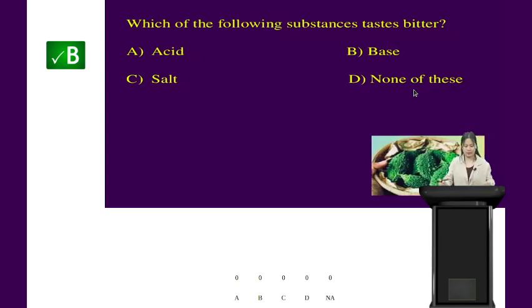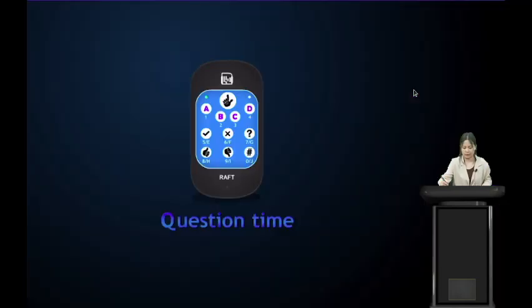Yes, very good. The correct answer is option B, that is base. We have seen that we can identify acids or bases by their taste, right? Acids are sour in taste and bases are bitter in taste. So here the correct answer is option B, that is base. Very good, students. Now, indicators, okay?